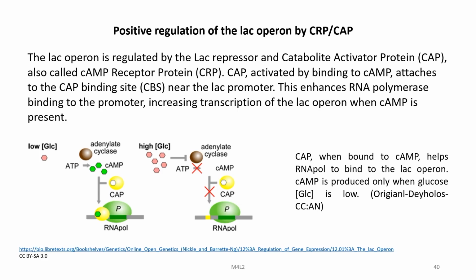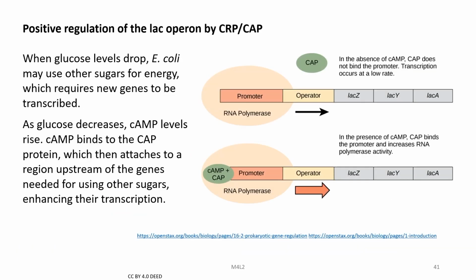cAMP is produced only when glucose is low. Positive regulation of the LAC operon when glucose levels drop. E. coli may use other sugars for energy, which requires new genes to be transcribed. As glucose decreases, cAMP levels rise. cAMP binds to the CAP protein, which then attaches to a region upstream of the genes needed for using other sugars, enhancing their transcription.